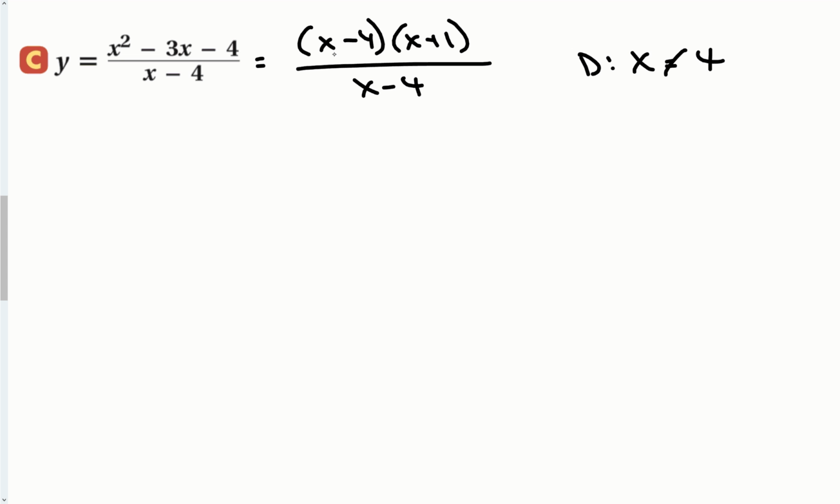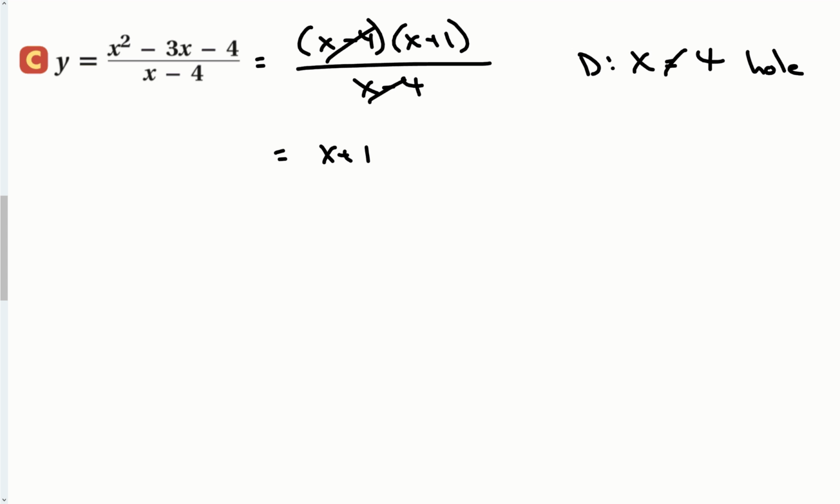But look carefully. These two, x still can't be equal to 4, but these two can cancel. So when I do that, this function then just becomes x plus 1, and I've removed this discontinuity. So that means that this is a hole in the function. Okay. There is one little spot where this function has a little break.